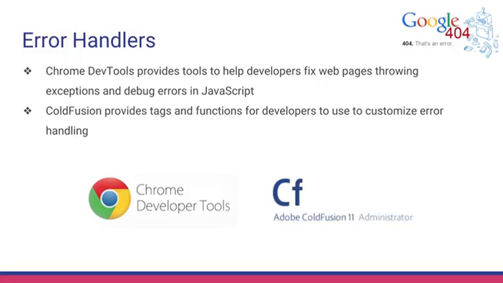But there are also tools that help with dealing with errors. For example, Chrome Dev Tools provide developers with a way to fix web pages through inspection sessions and debug errors in JavaScript. Also, Adobe ColdFusion provides tags and functions for developers to customize error handling. As a result, it helps make the development process easier.